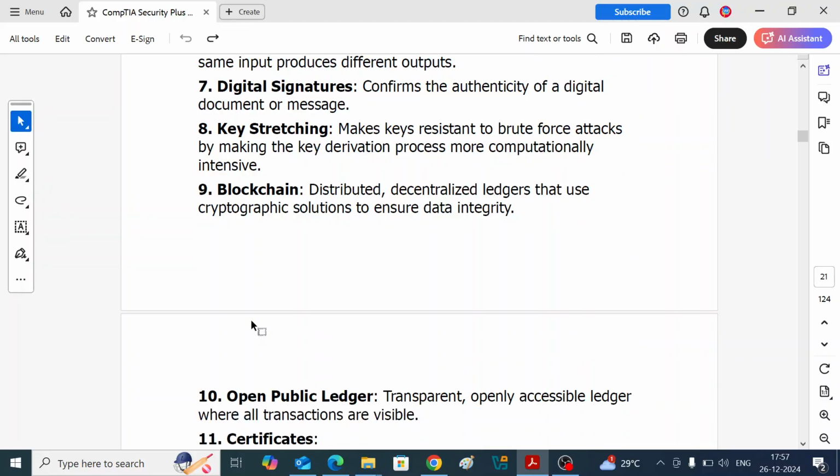Blockchain is basically a technology which is also used in cryptography, in cryptocurrency, like Bitcoin.